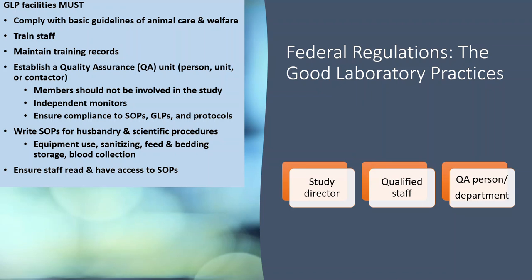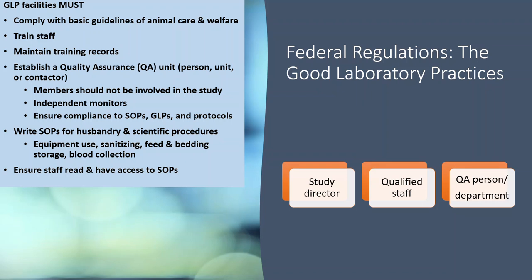All staff must receive adequate training, and training records must be maintained for each individual. Quality Assurance Unit. A dedicated quality assurance, QA, unit must be established to independently monitor all phases of the research process to ensure compliance with GLPs, Standard Operating Procedures, SOPs, and the study protocol.